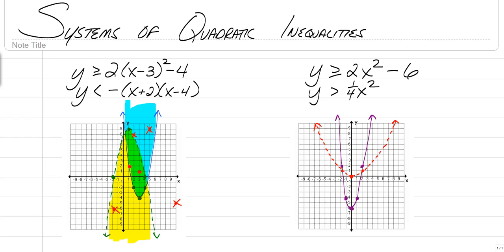However you came up with your graphs, what you need to have is just the inside of both of them. That would be your final area. Okay? So just in between the purple, but above the red parabola would be your final answer for this quadratic inequality.